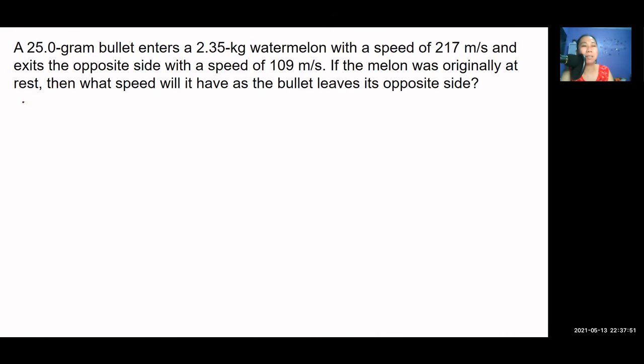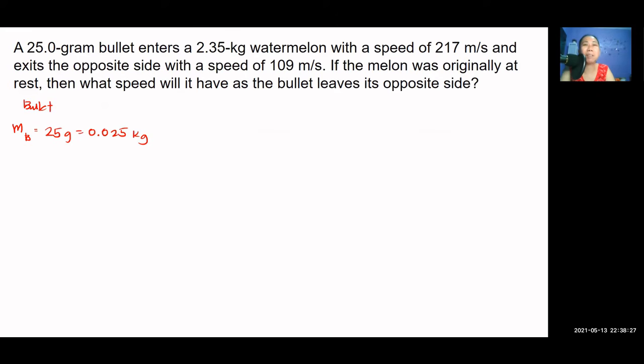So start muna tayo dun sa ating bullet. Okay, so sa case ng bullet natin, meron tayong mass of the bullet. So gagamitin ko is B. Yan, so the mass of the bullet is 25 grams. Now, be very careful dito kasi kailangan parehas yung unit ng mass na gagamitin natin. So, I guess sa case na to, mas madali kasi na i-convert yung grams sa kilograms. So, pag convert natin to sa kilograms, this one is equal to 0.025 kilograms.